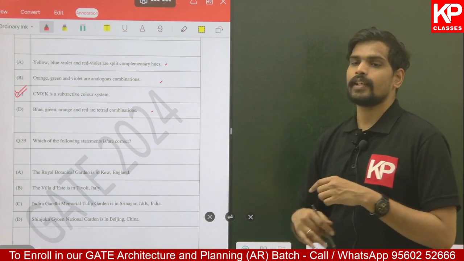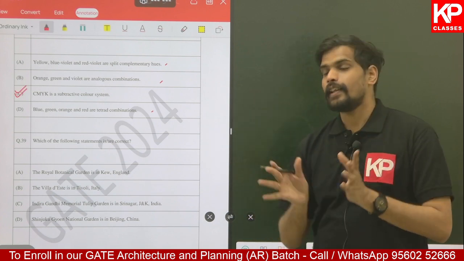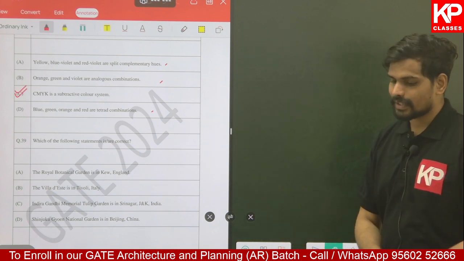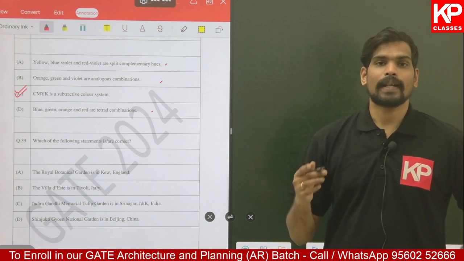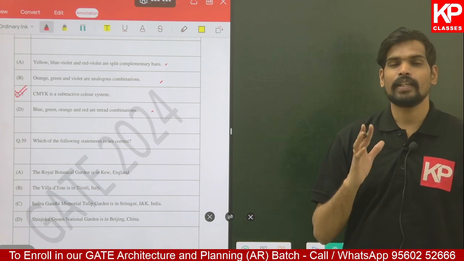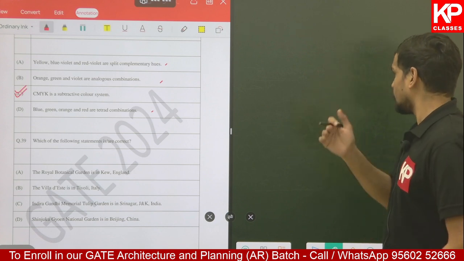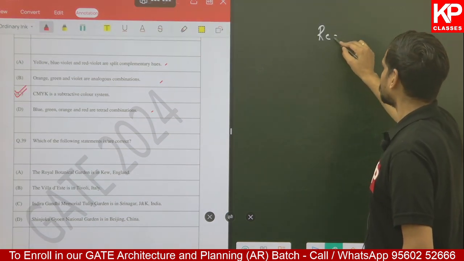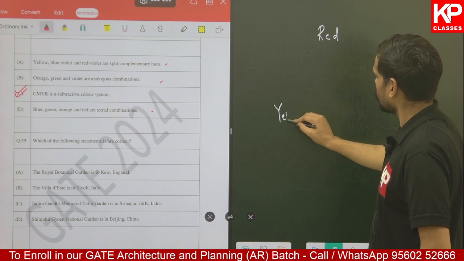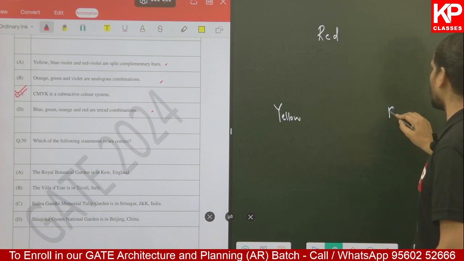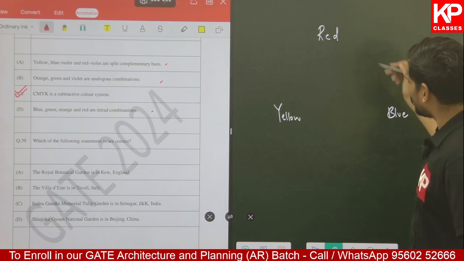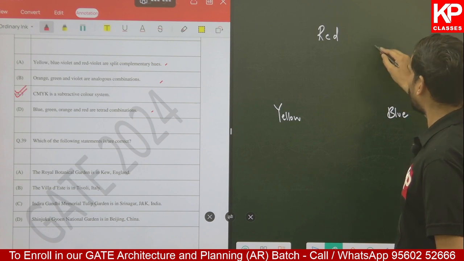The remaining ones, let us try to answer or check by drawing the color wheel quickly. You can always start by plotting down the primaries first. What are the primaries of the 12 part color wheel? The primary colors are red, yellow and blue. Then between red and blue, you would be having violet.